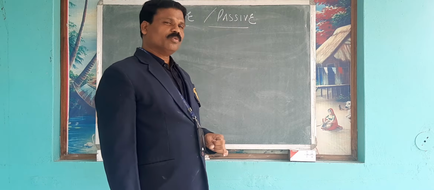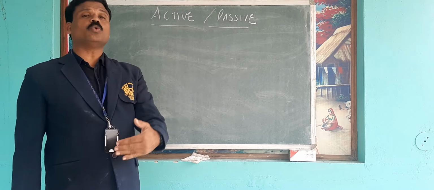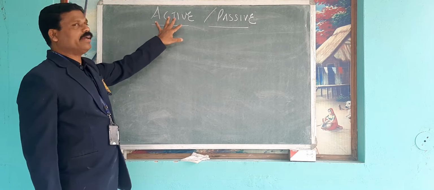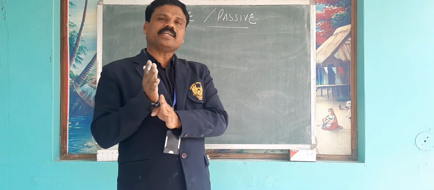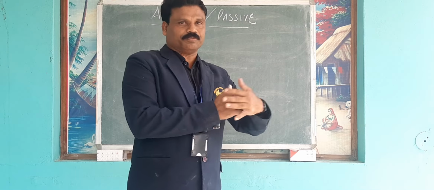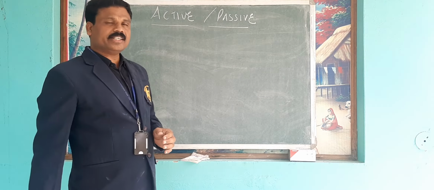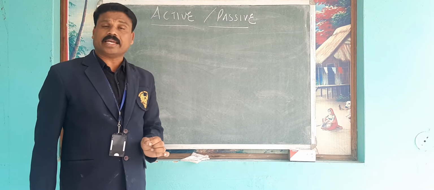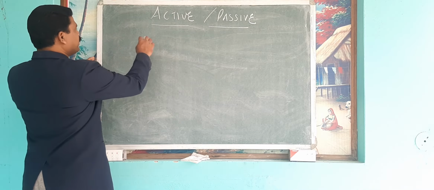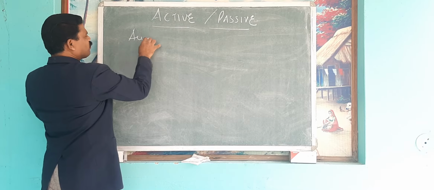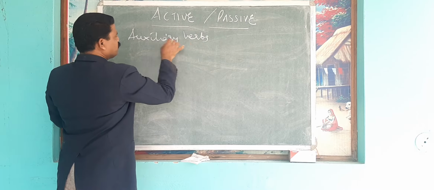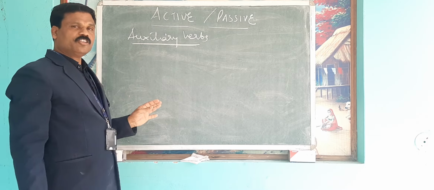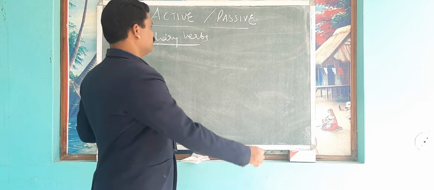Today we are going to study some of the basic rules of active and passive voice: how to change an active sentence into passive. So before that, it is necessary to learn about the helping verbs, auxiliary verbs. Auxiliary verb means helping verbs.